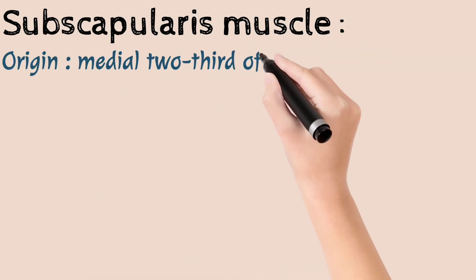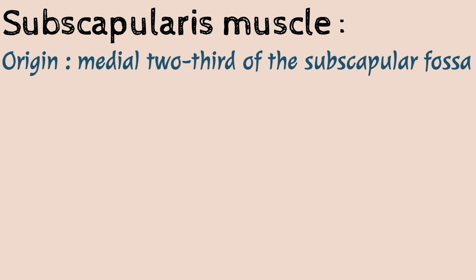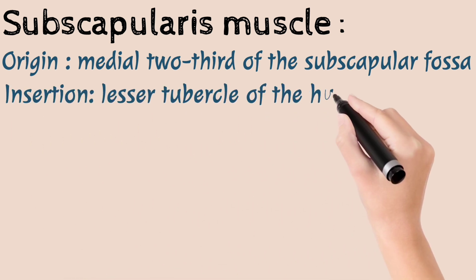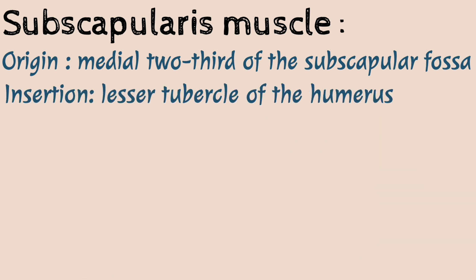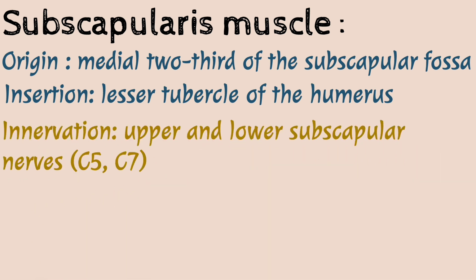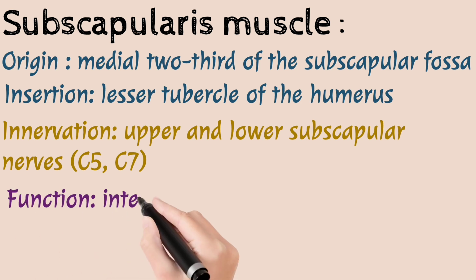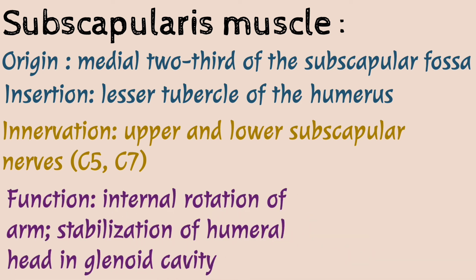Fourth, subscapularis muscle. Its origin is from medial 2/3 of subscapular fossa. It inserts into the lesser tubercle of humerus. Its innervation is by upper and lower subscapular nerves. Its function is internal rotation of arm and stabilization of humeral head in glenoid cavity, the same.